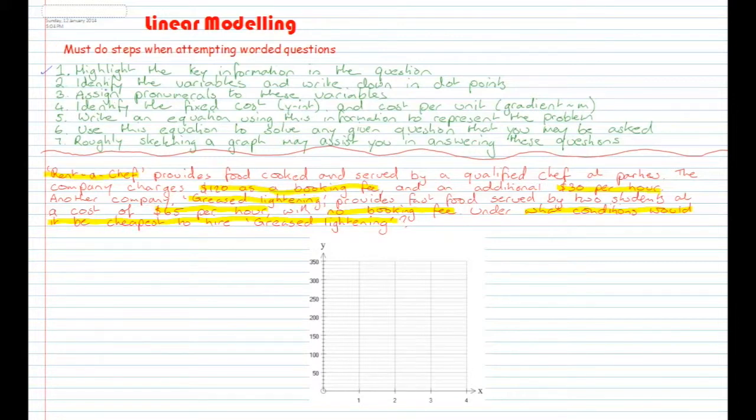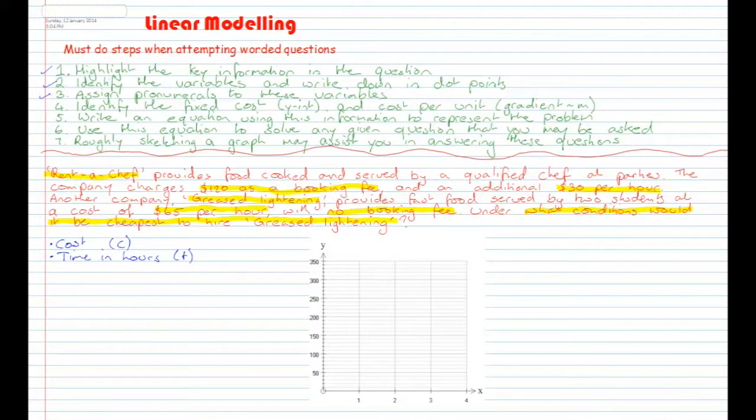Next step is to identify the variables and write them down in dot points. The variables, well, we're going to be talking about cost and time, because it's talking about how much something is going to cost over how many hours you have them hired for. So we've got cost, and time in hours. Next, assign pronumerals to these variables. Let's call cost C, and time in hours T.